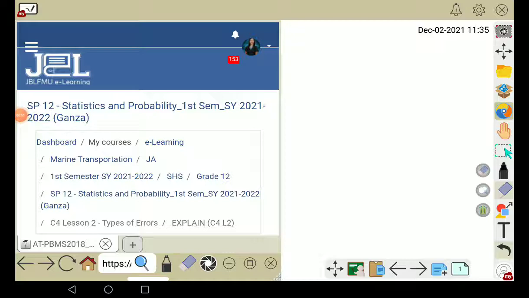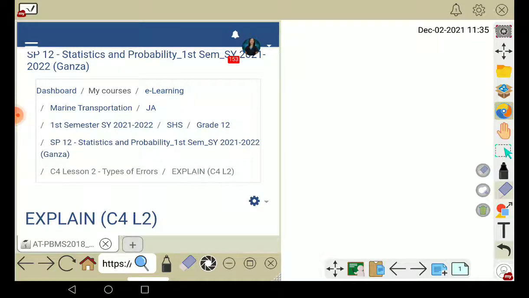We are done with lesson 1 of chapter 4, which introduced your hypotheses, the null and the alternative hypothesis. This time, we discuss the possible errors we could commit if we make a mistake in accepting or rejecting our null hypothesis, whether it is true or false. That is discussed in lesson 2, which talks about the types of error we could commit when making our conclusion.